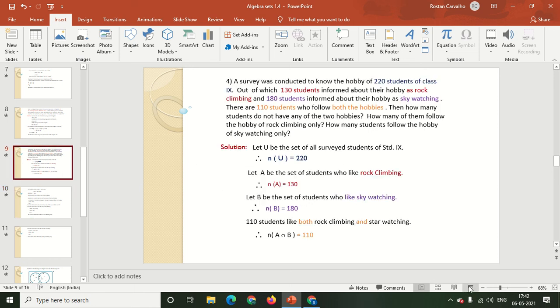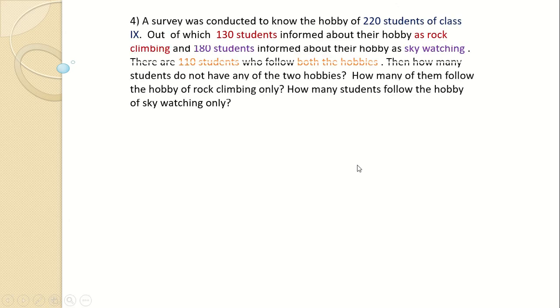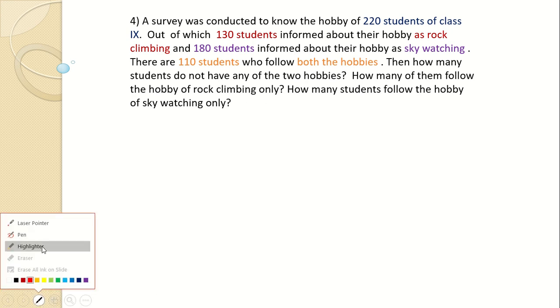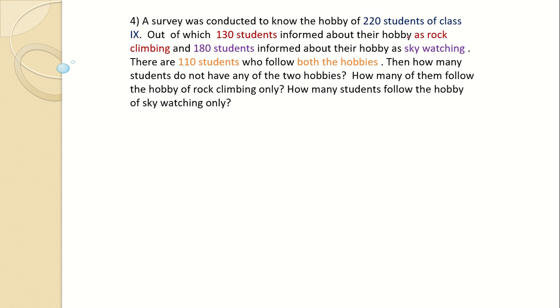The next question here is, how many of them follow the hobby of rock climbing only? Now you may wonder that here they have given you no rock climbing, and we have written rock climbing as n of A, right? 130 students inform their hobby as rock climbing. So we have written n of A is equal to 130. We have written that. So what is that question exactly?